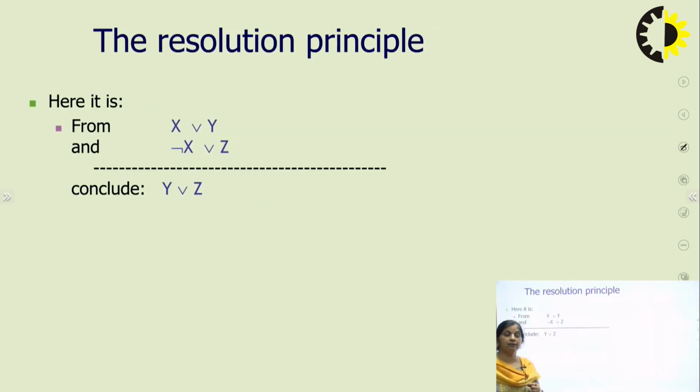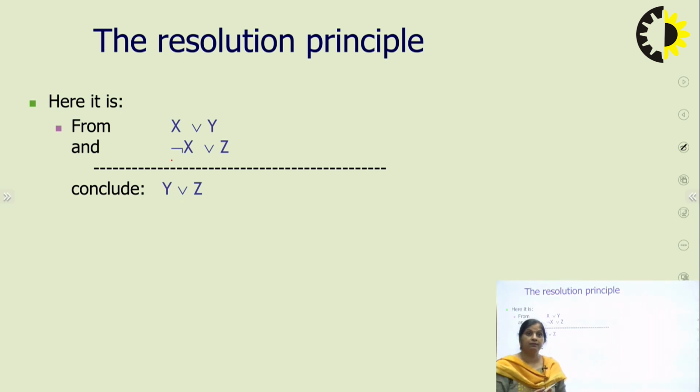So first one is the clause form. What is the clause form? The clause form is the form of sentence in which we use only two operators, negation and or. Here we are having two statements, two propositions. One is x or y and second is not of x or z. If we see these two statements, we are having only negation and or operation. So these are in clause form.